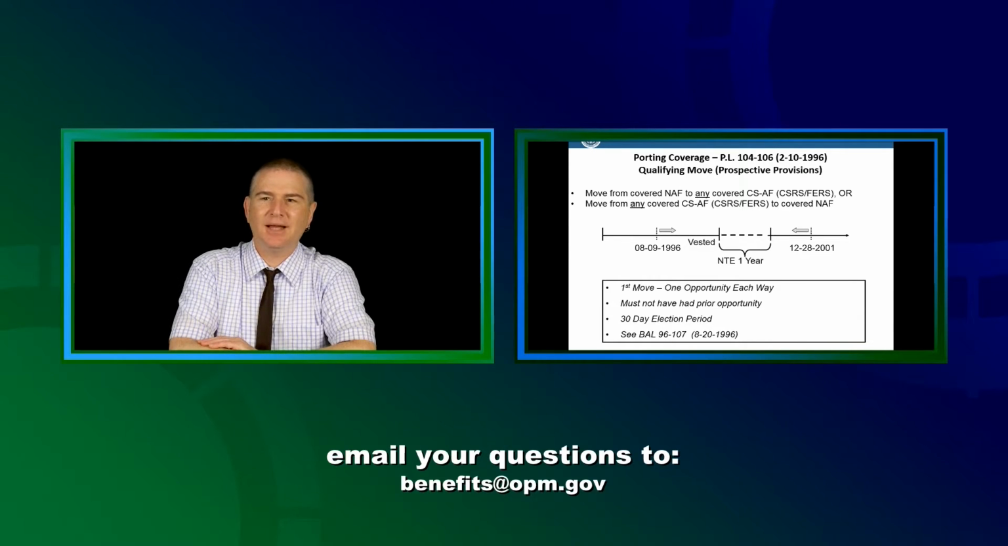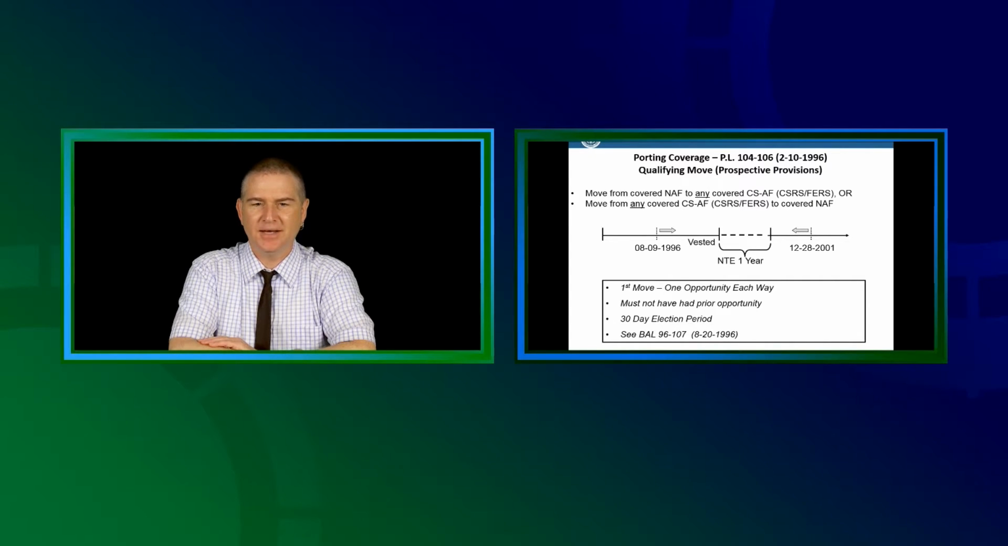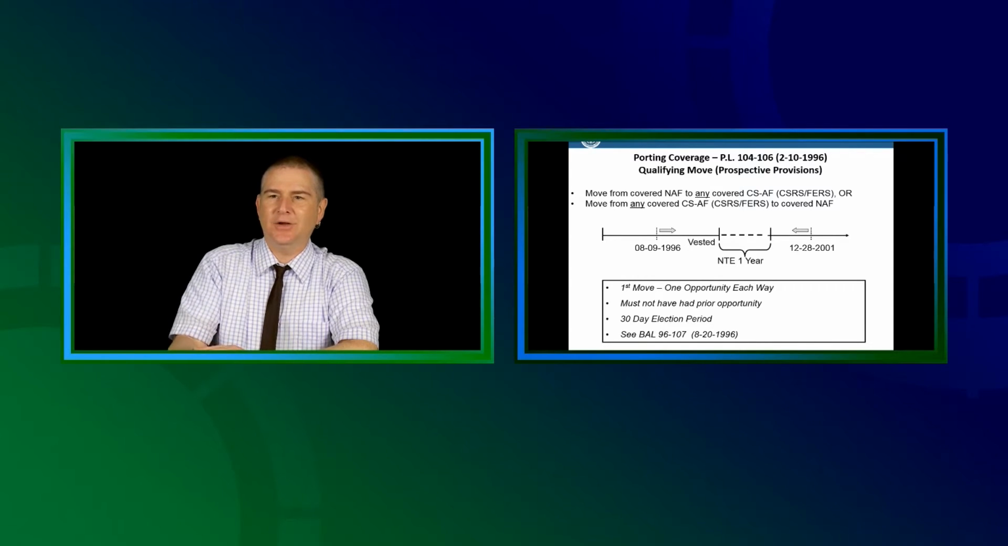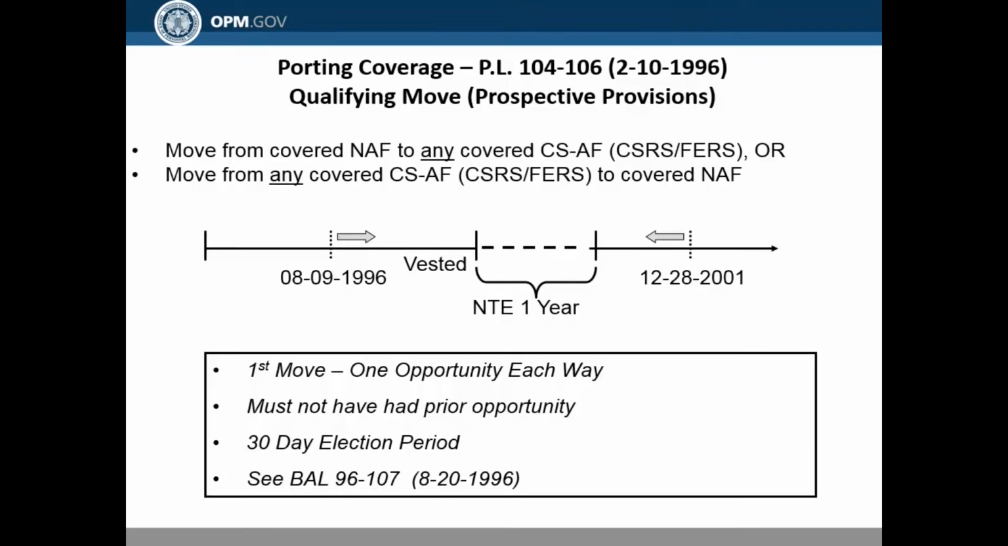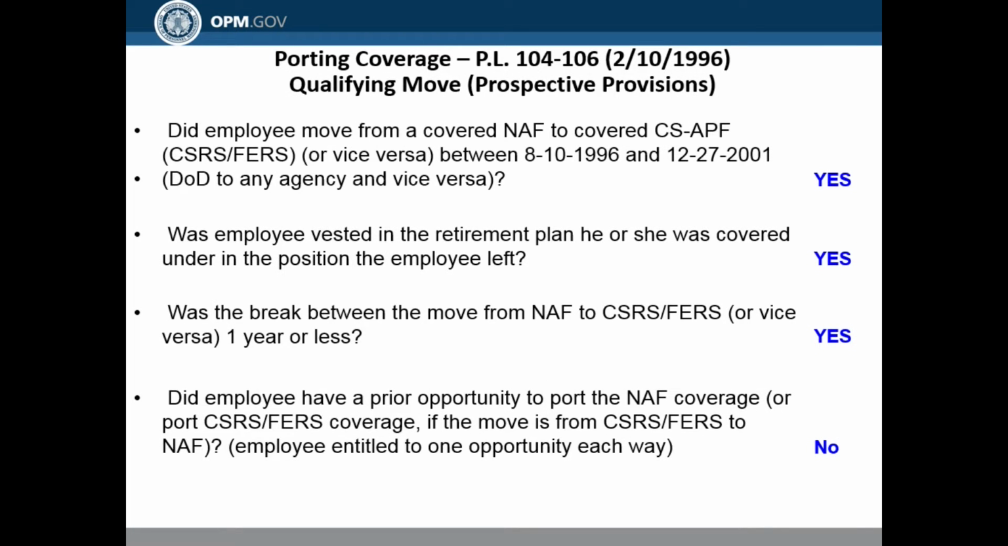You have a 30-day election period, and we actually did do a BAL on this. So if you refer to BAL 96-107 that was published on 8/20/1996, you have a lot of information there. Those are the prospective provisions. And again, we have another cheat sheet for you.